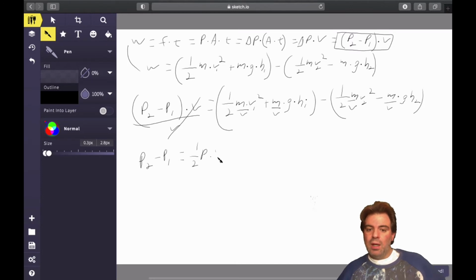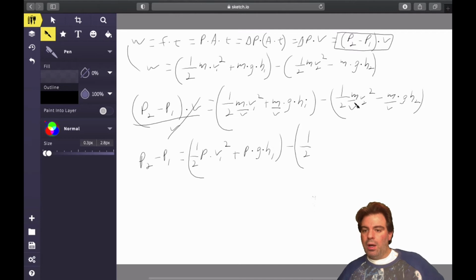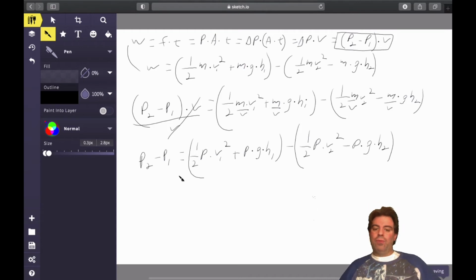Simply density times velocity initial squared plus mass divided by volume again, density times g times height 1, all of that of course in parentheses, minus 1/2 density times V2 squared minus, again, M over V, density times g times h2. So from this, we can simply separate the two terms. We can take this term, bring it on this side. We can take this term, bring it on this side.